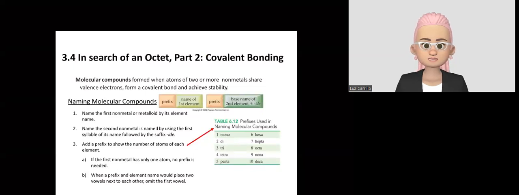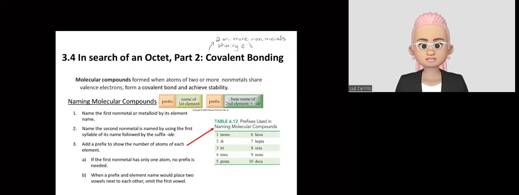In section 3.4, which is titled In Search of an Octet, we are going to go over now covalent bonding. From the first discussion about the different types of compounds, we learned that covalent bonding is made mostly by two or more nonmetals sharing electrons, and they're going to be sharing these electrons in order for them to obtain their octet.